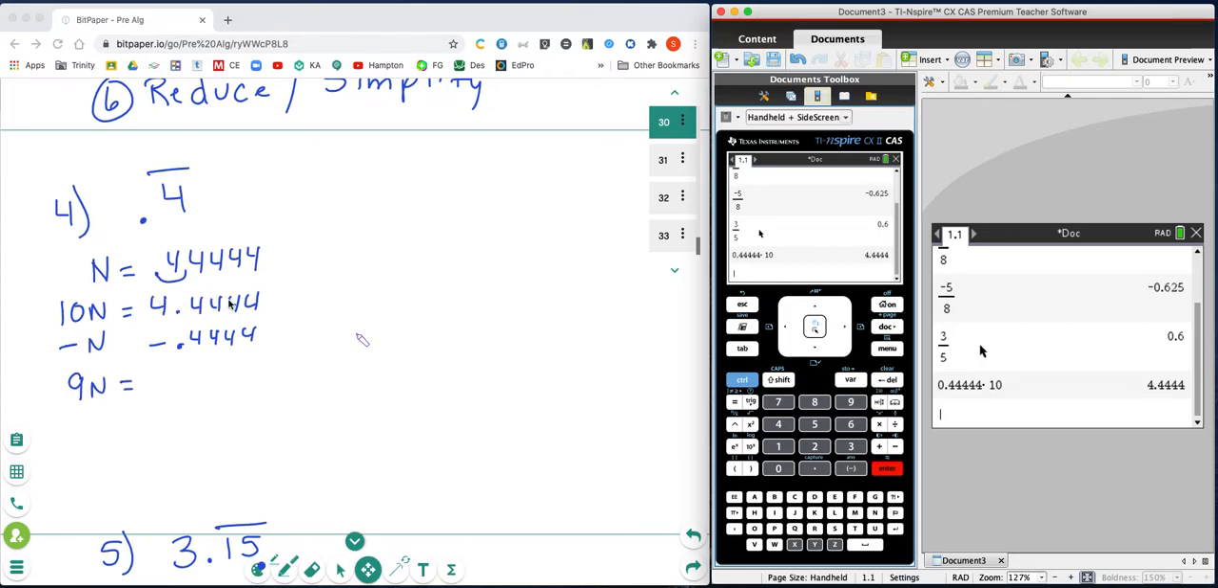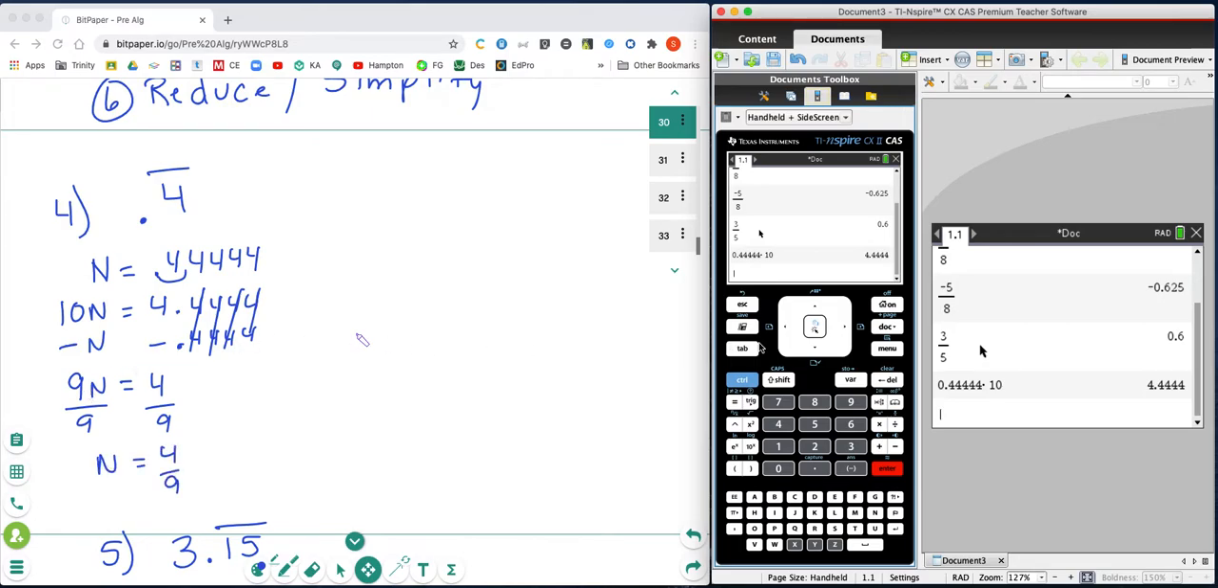If I do this subtraction problem here, all of the repeating numbers subtract away. So this just leaves me with 4. Now, what math operation is this? This is multiplication. What's the opposite of multiplying by 9? Dividing by 9. So I'm going to divide both sides by 9, and n is going to equal 4/9.